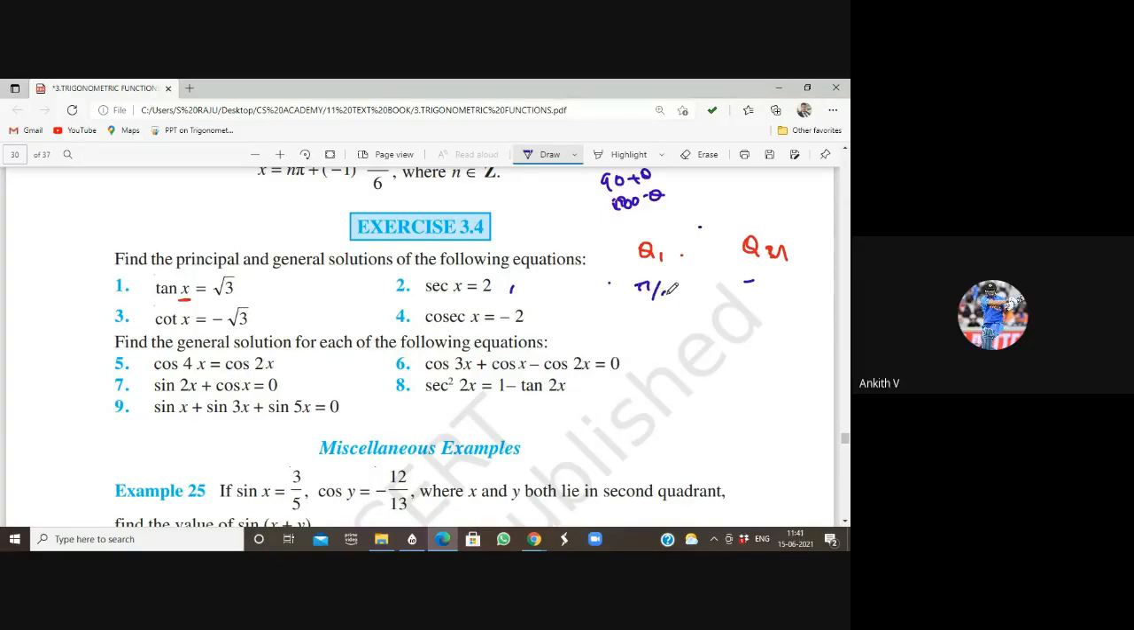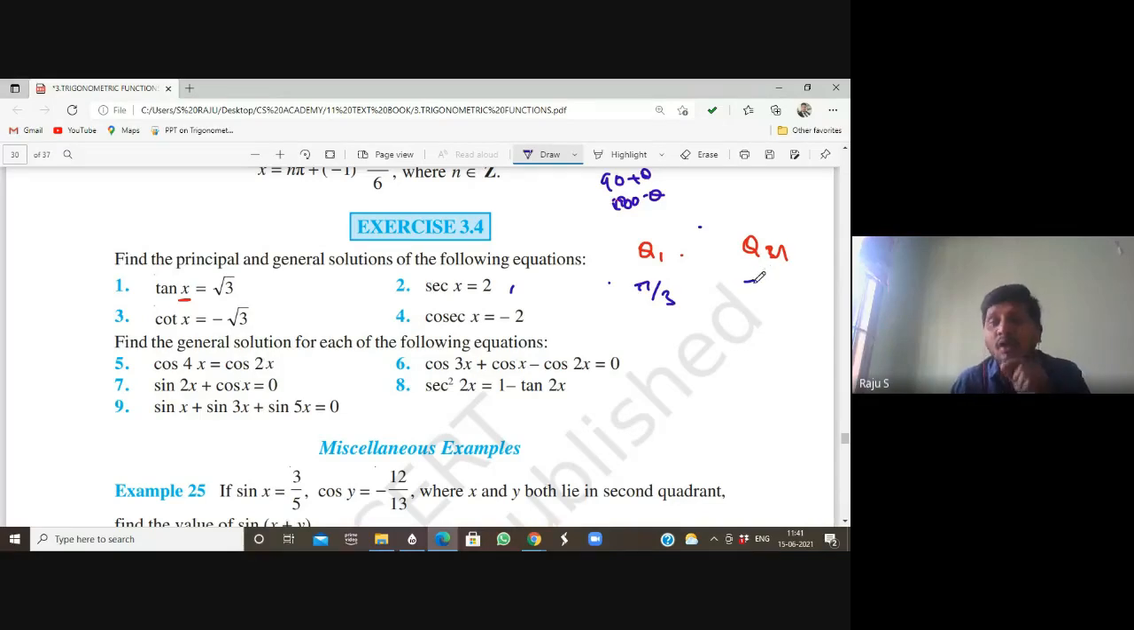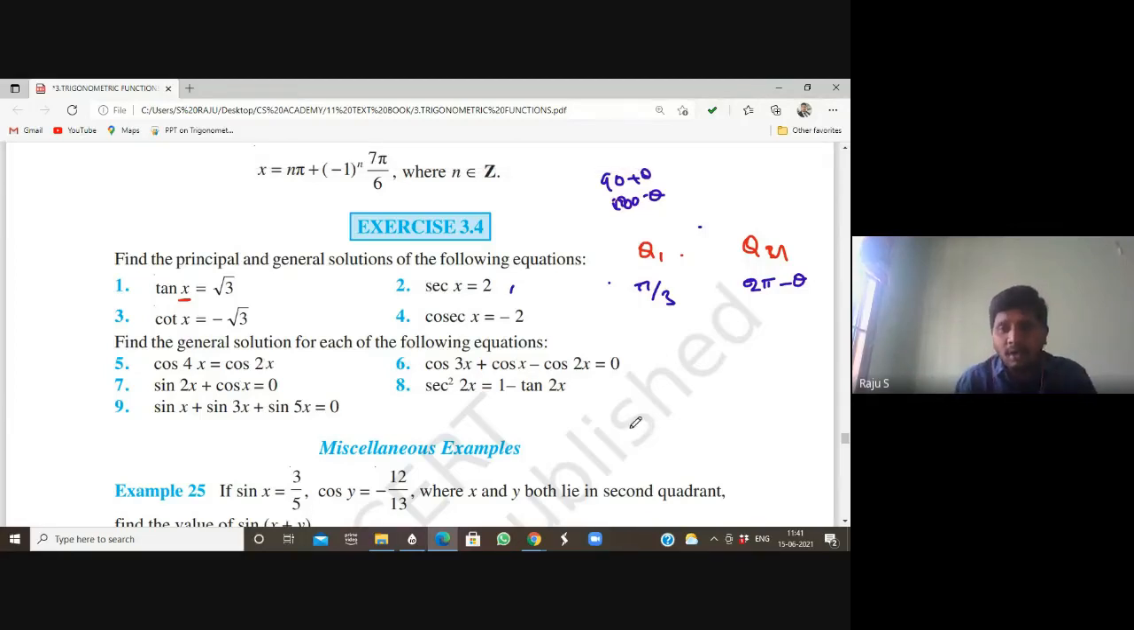If it is pi by 3, in the fourth quadrant you can always take 2 pi minus theta. See, if you want to find the principal solutions, in the first quadrant we get directly. Quadrant 2 you can take as pi minus theta. Quadrant 3 always you can use pi plus theta. Quadrant 4 always you can use 2 pi minus theta. Only 3 values you need to remember.